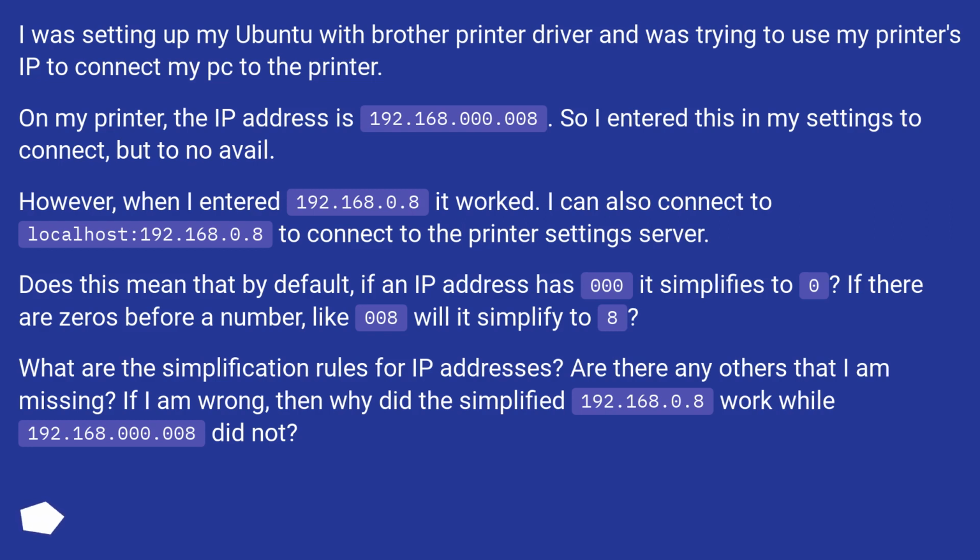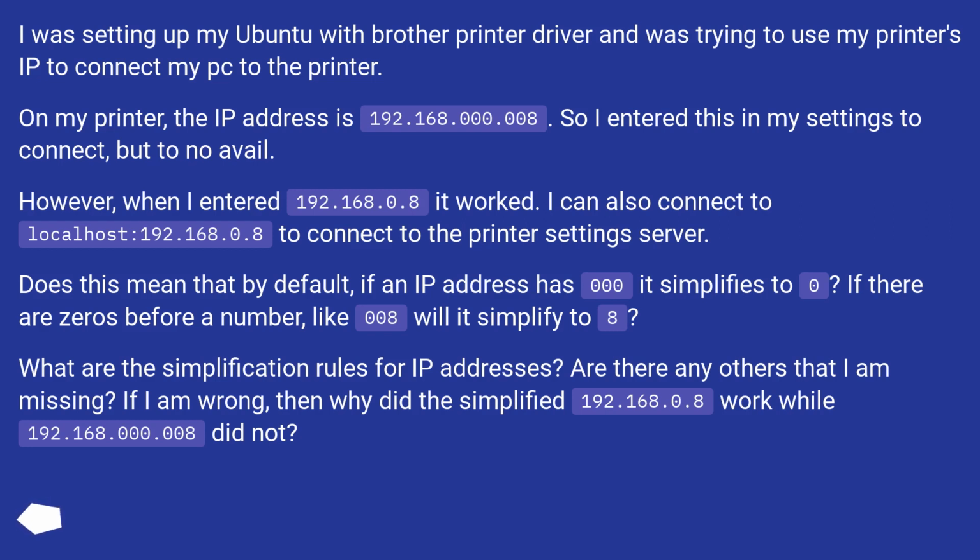However, when I entered 192.168.0.8, it worked. I can also connect to localhost:192.168.0.8 to connect to the printer settings server. Does this mean that by default, if an IP address has 000 it simplifies to 0? If there are zeros before a number, like 008, will it simplify to 8?